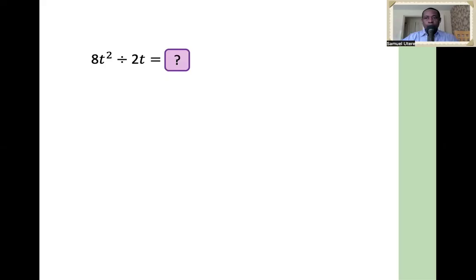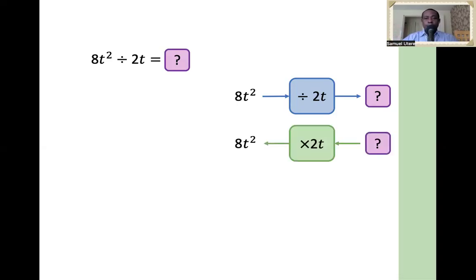Okay, let's look at this last example before you do some practice. If I give you this to work out, we can look at it in different ways. We can look at it as a function machine. We can say, well, 8t squared divided by 2t should give us an expression. We don't know what that is. So if we think about it in reverse, for a function machine, if you do the inverse operation, we could say, well, what could we have multiplied by 2t to give us 8t squared?